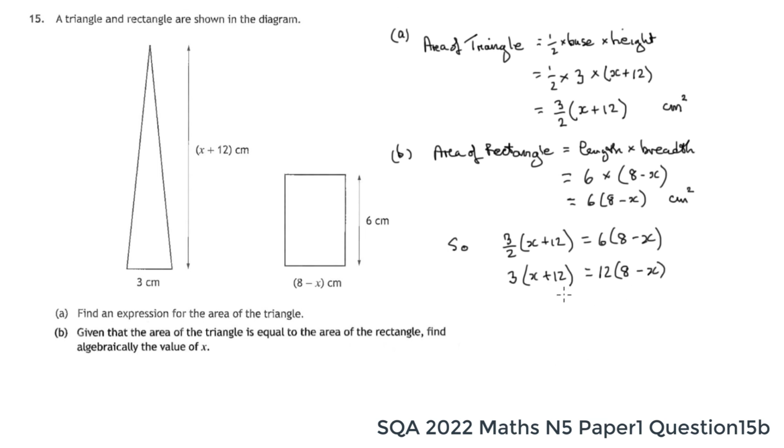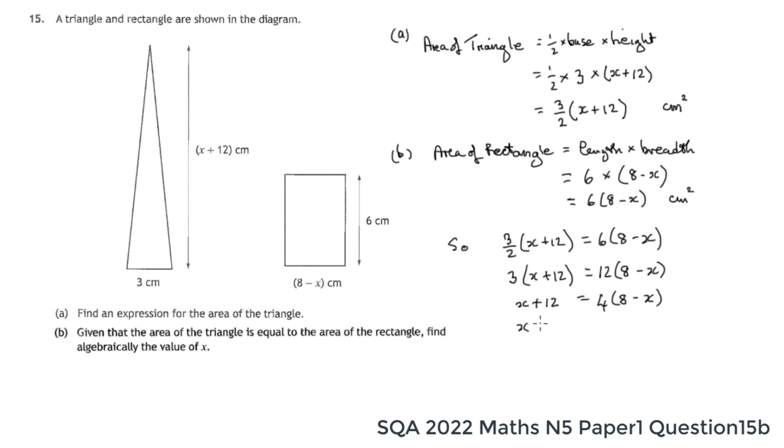And that brings to mind the fact that there's a factor of 3 in common on both sides. We could take a third of both sides, divide both sides by 3. If we've got 3 lots of x plus 12 and we divide by 3, we'll have 1 lot of x plus 12. So that 3 times will disappear. Now if we've got 12 lots of 8 minus x and we divide by 3, we'll be left with 4 lots of 8 minus x.